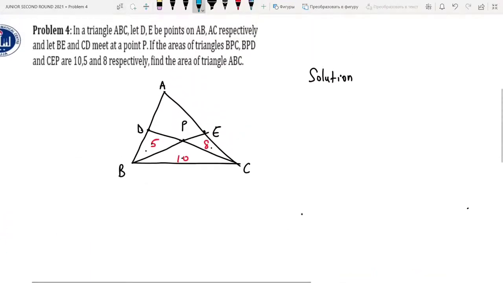Yeah, let's go back to the question. Remember, this point here is point P. What we're going to do now is introduce this line here.